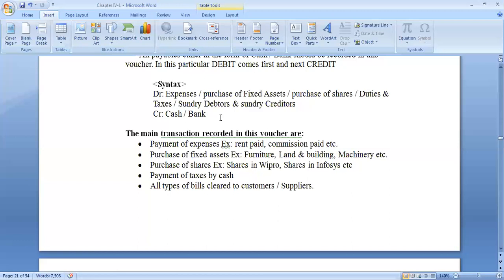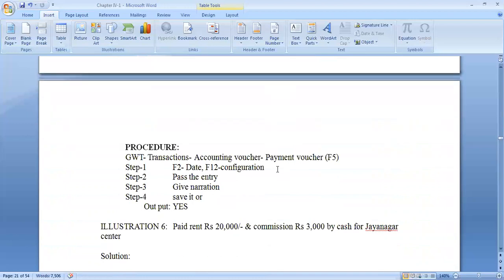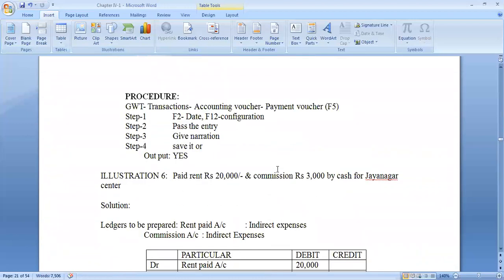What will be the transactions? Suppose rent is paid, so rent account goes to cash account. Rent is a nominal account, so debit what comes in, credit what goes out. Purchase of fixed assets: purchases account debit to cash or bank account. Purchase of shares, payment of taxes by cash, and all types of bills cleared to the customers and the suppliers.